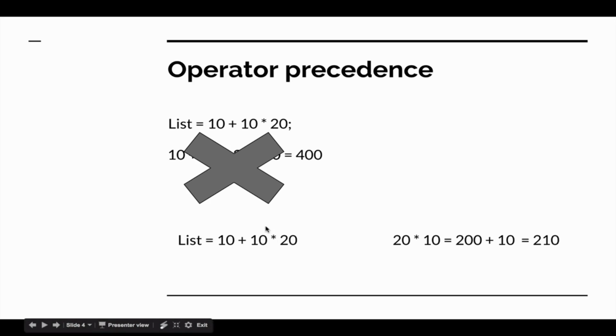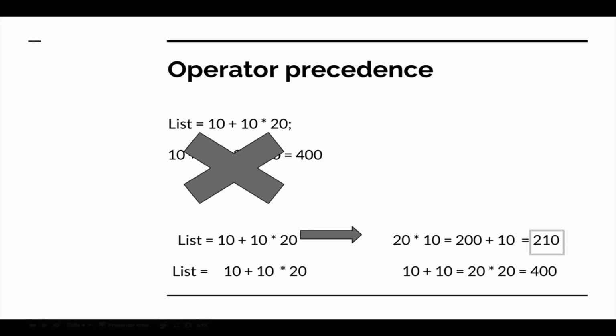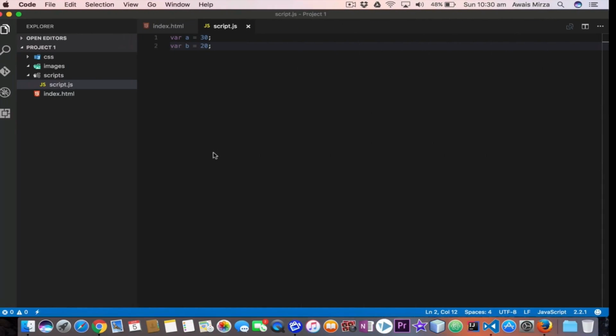So the multiplication operator has precedence over addition. But let's say you want to make sure that we add 10 plus 10 first and then multiply by 20. Then you can use parentheses and surround your code with the parentheses. So now we added a parenthesis here. That means 10 plus 10 would be 20, and then it will be multiplied by 20, and then we get the value 400. Let me give you an example.